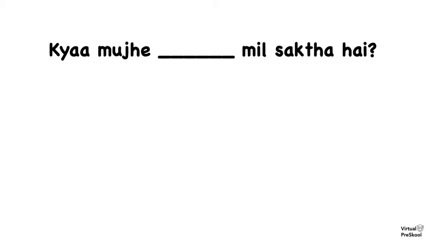And what this means is, may I have, and then you fill in the blank with the item that you want. Let's practice this again. Kyaa mujhe, fill in the blank, mil sakta hai. And again, the blank line is where you say whatever the item is that you want.